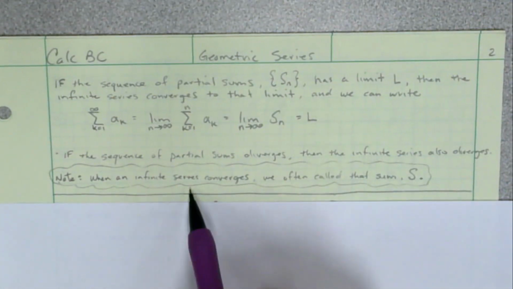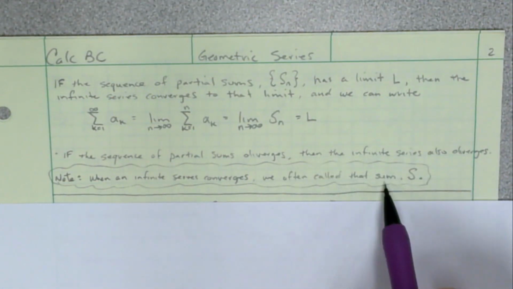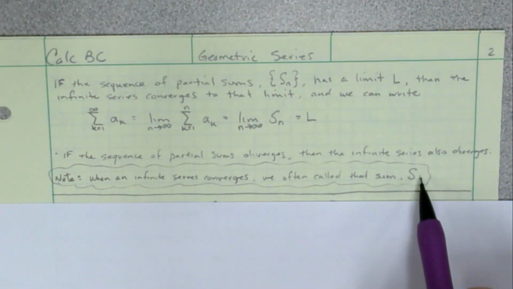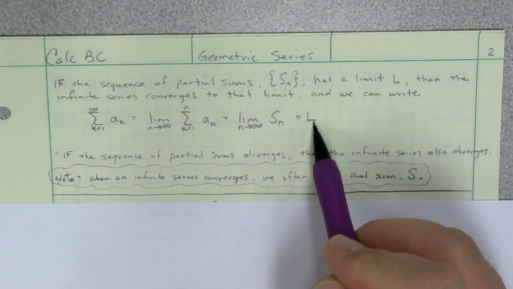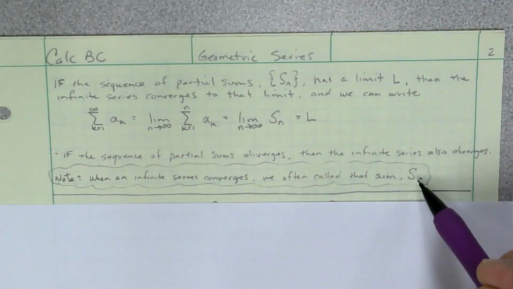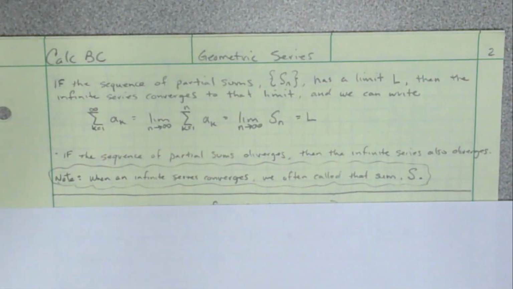When an infinite series converges, we often call that sum S. If this thing converges, it will converge to a number, and that sum, that limit, is called S, the sum of the series. So a little heads up here: there is only one series you're really going to be asked to find the sum of, and that is the geometric series. The other ones are just too difficult to find. All they really want to know is does it converge or diverge. But this one we're going to delve into a little more deeply for the actual sums.